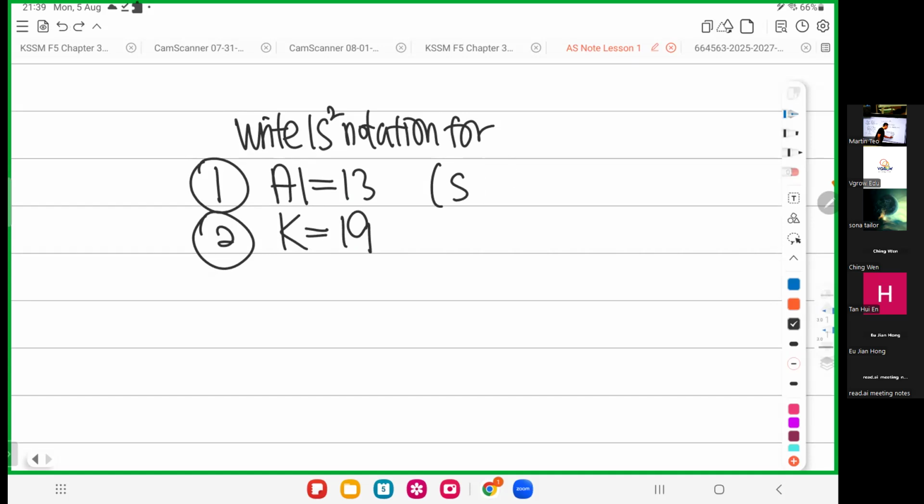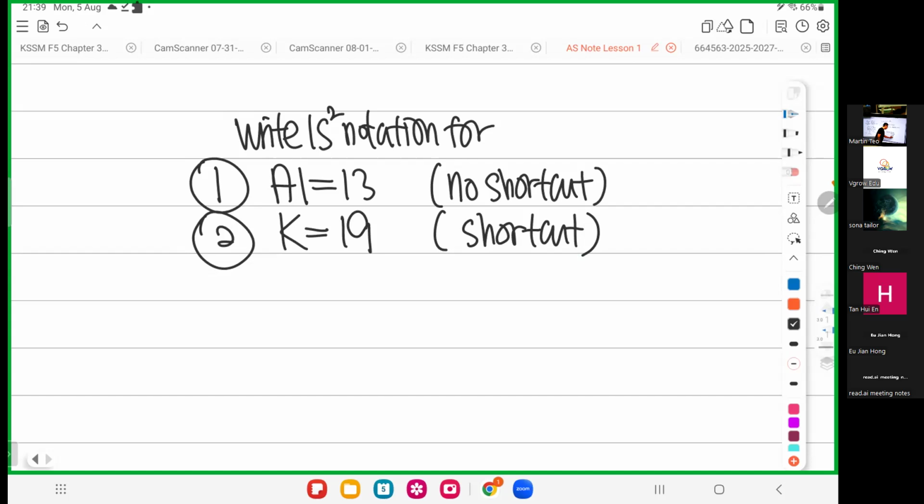Or maybe this one, no shortcut. This one, shortcut. Shortcut means noble gases arrangement. So guys, I'll give you about 1 or 2 minutes. Take your time, and I want to see your answer in the chat box. Can you please write the 1s2 notation for aluminium and potassium? Use whatever I taught you today.